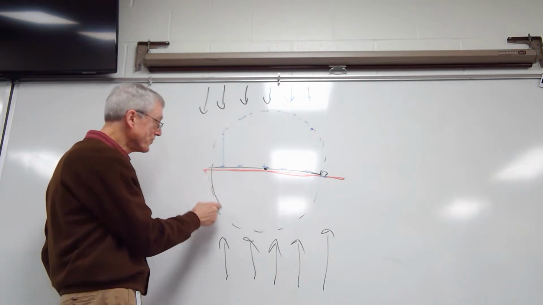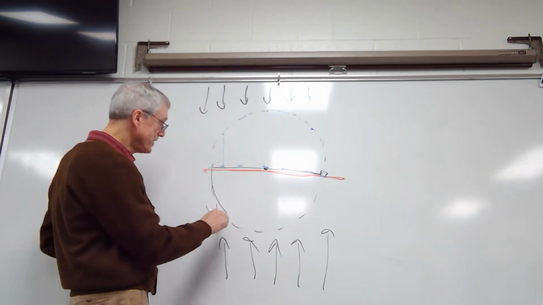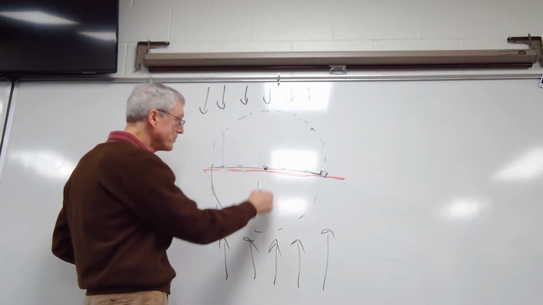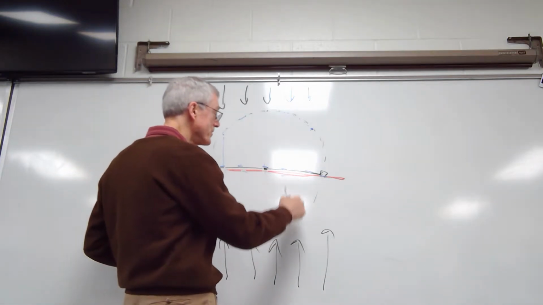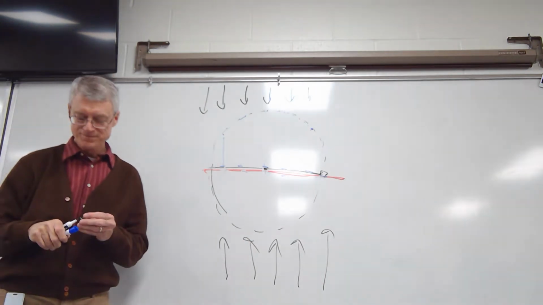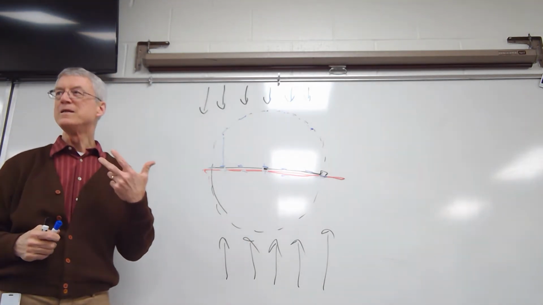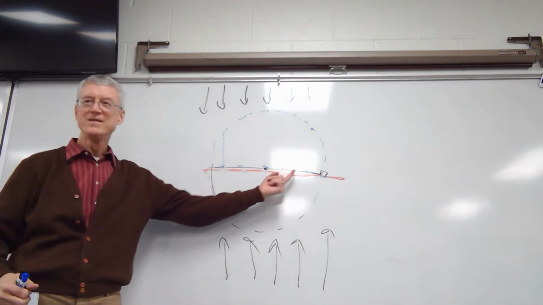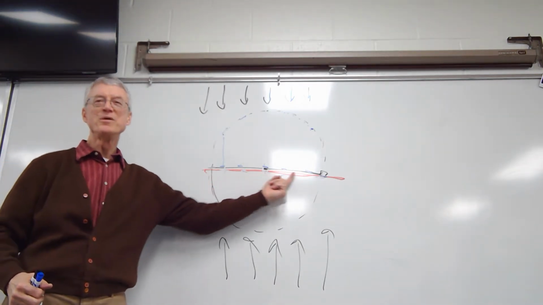As the block moves on around, where's the shadow here? Well, now it's there. Moves on around, now it's there. Moves on around, it's there. Now, what did the shadow do? It did what? There's a term for what the shadow is doing. It's simple harmonic motion.